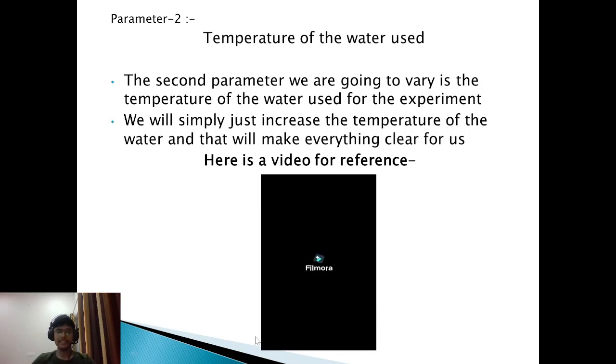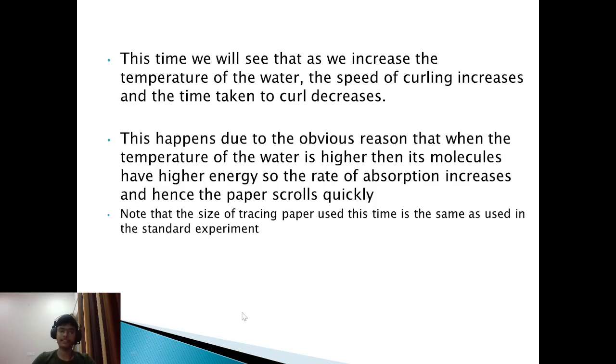As we can see, how quickly it just scrolls, and this happens due to the following obvious reason: when the temperature of the water is higher, its molecules have higher energy, so the rate of absorption increases and the paper scrolls very quickly.